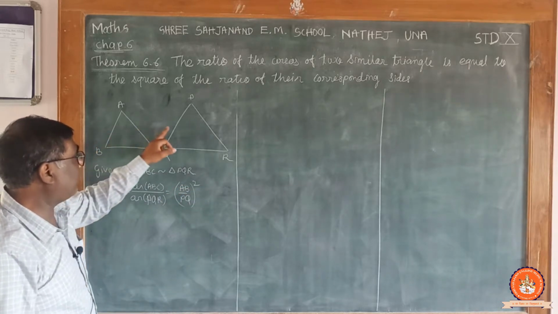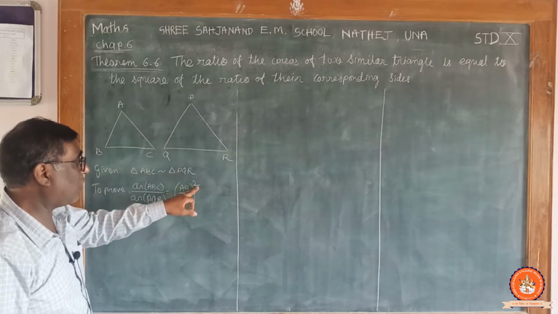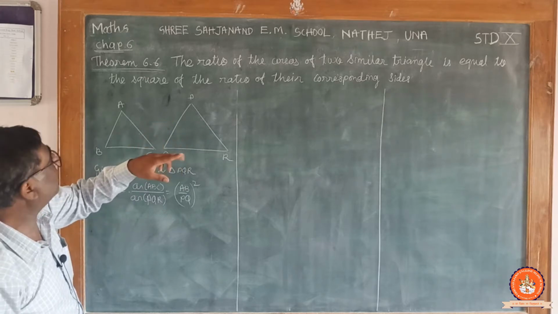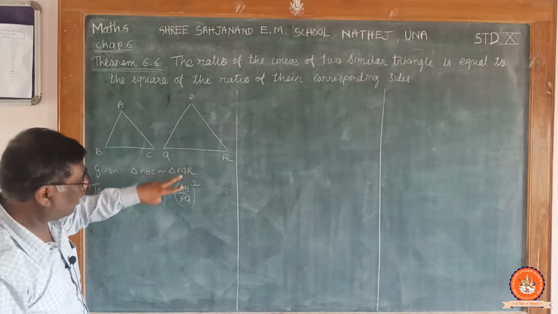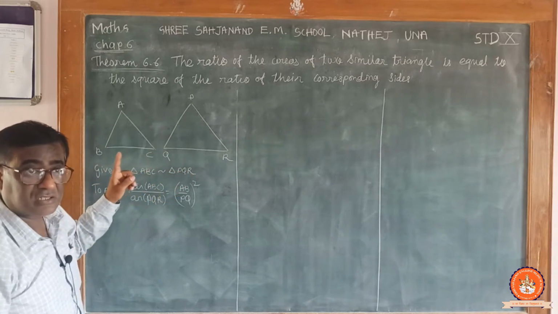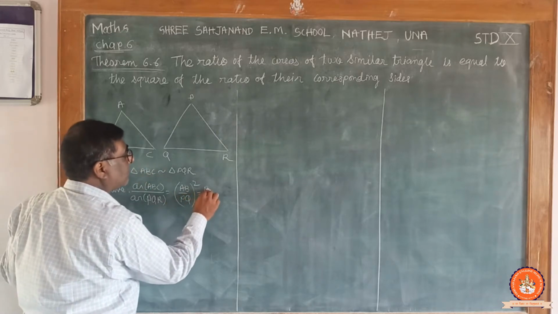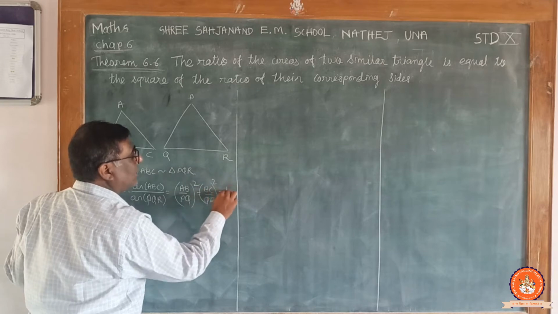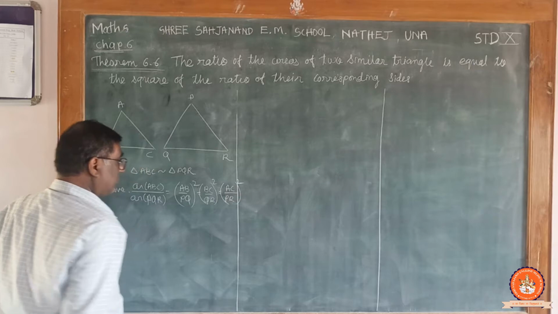So AB upon PQ is the ratio of corresponding sides, and we take its square. So the area ratio of these two similar triangles is equal to the square of the ratio of their corresponding sides. Not just one ratio, there are three pairs of corresponding sides. So BC upon QR the whole square, AC upon PR the whole square, that we want to prove.